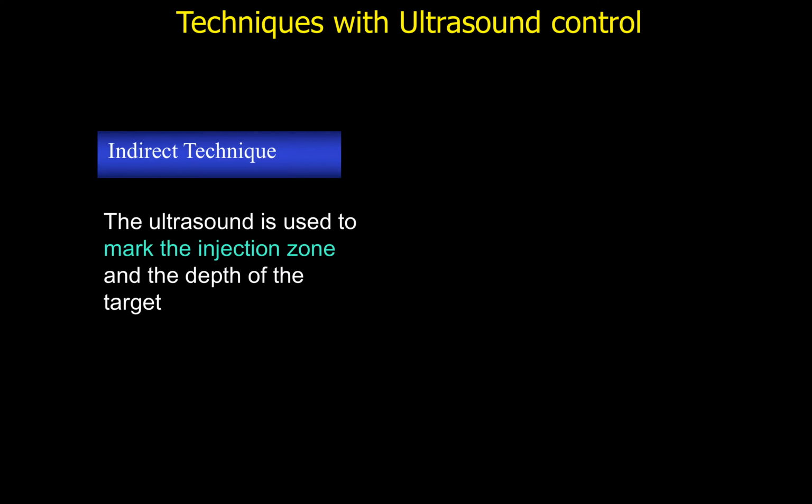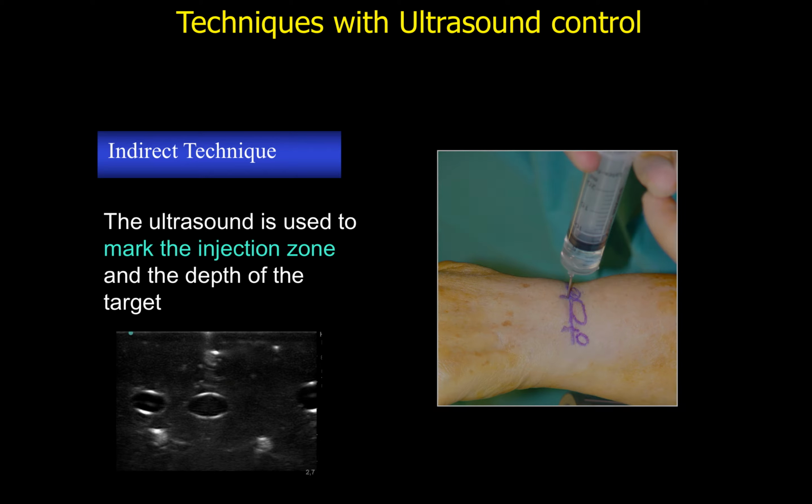There are two techniques to make our infiltration. The indirect technique: the ultrasound is only used to mark the injection zone and also the depth of the target. When we have controlled the depth and the position of our infiltration of our joint, we mark it, and then we go without ultrasound guidance direct into a joint.